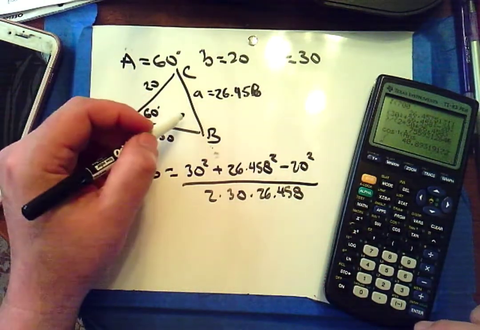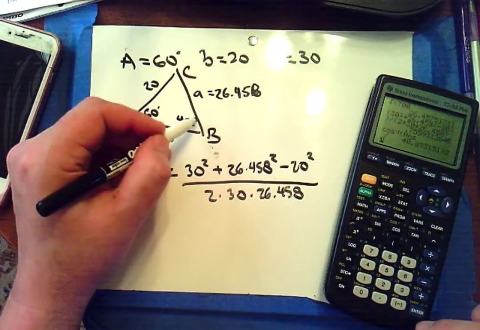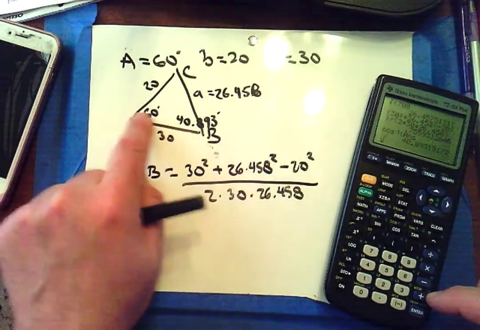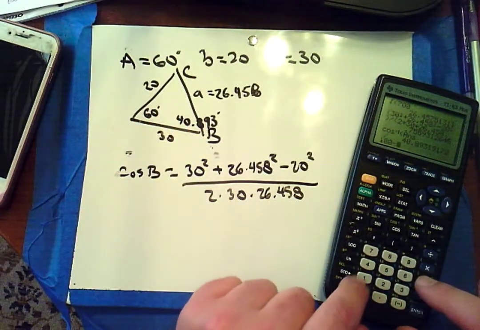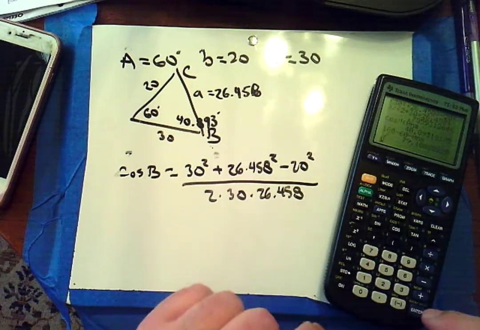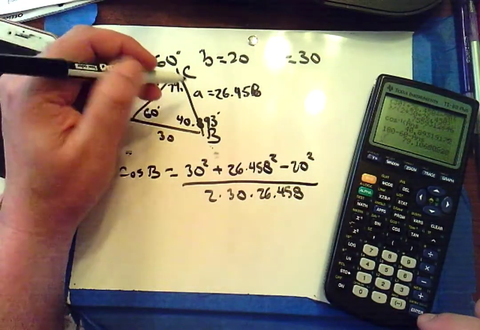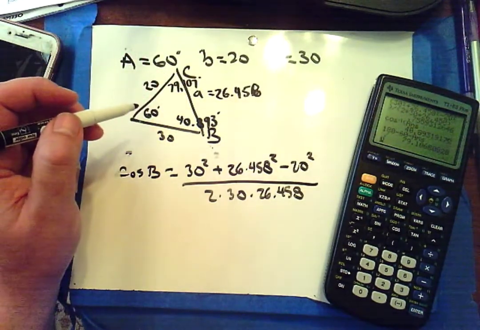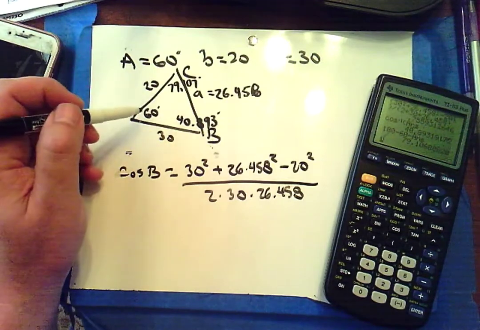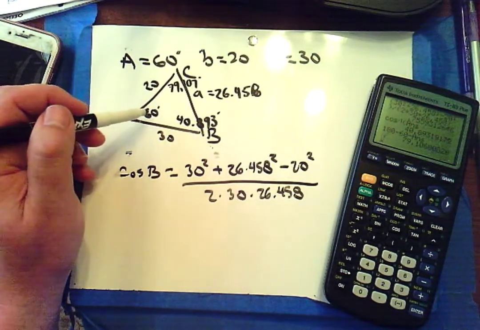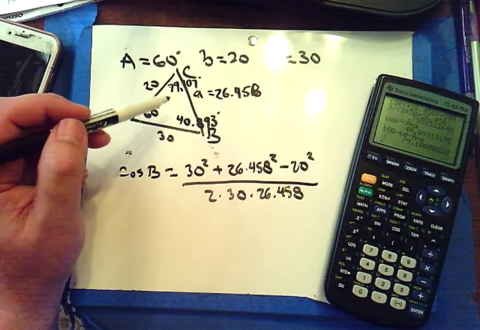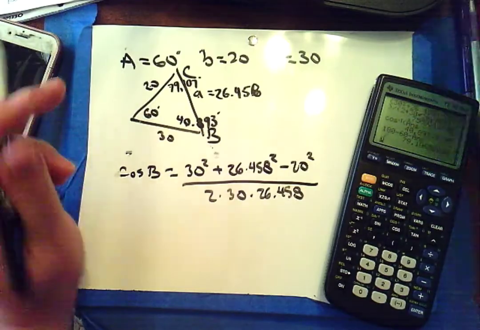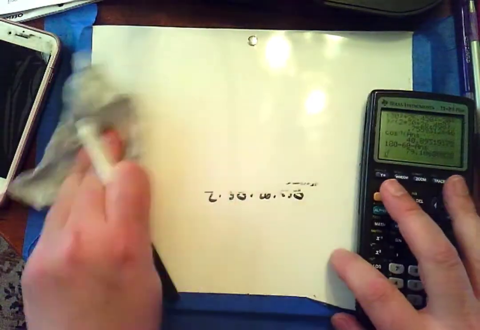I get that this angle here is 40.893 degrees. So we've used up a little more than 100 degrees. 180 minus 60 minus the angle I just found is 79.107 degrees. Across from the biggest side is the biggest angle. Across from the second biggest angle is the second biggest side. And across from the smallest angle is the smallest side. So I feel pretty confident about that. Okay, let's move on.